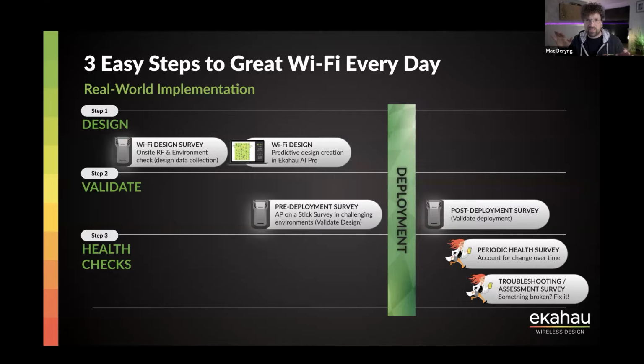And then if the pre-deployment AP on a stick survey matches your design, then you've done a good job. If it doesn't match your design, you have to adjust your design so there is a one-to-one match. Okay, that's the very important part of the survey. And then when you validated everything, you're happy with your design, you go for the deployment phase, right? So now you are mounting the access points, following your instructions that you put inside Ekahau AI Pro.